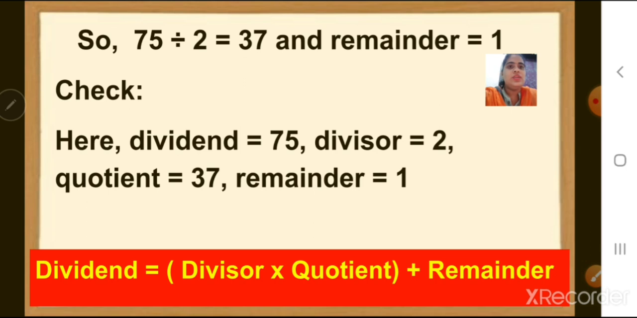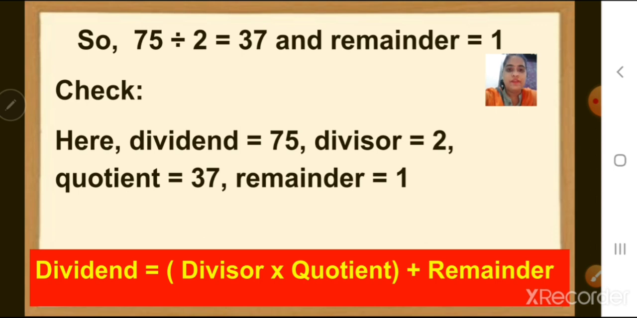Note down the answer also. 75 divided by 2 is equal to 37 and remainder is equal to 1. After that we have to check. Write what is dividend is equal to 75, divisor is equal to 2, quotient is equal to 37 and remainder is equal to 1.